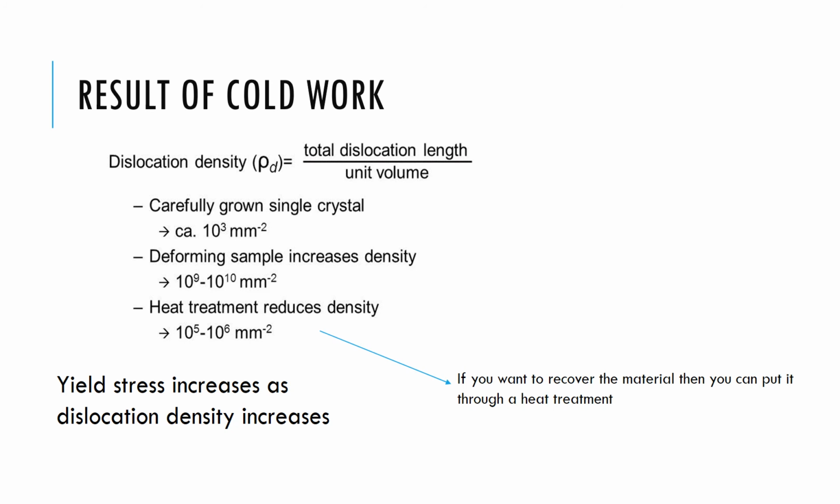Now, the result of cold work is that the dislocation density increases. So they entangle with one another more and they become stronger and harder. If you want to reverse the impact of cold work, then you can heat treat the material, and that reduces the dislocation density. And again, we'll talk about this in much more detail next semester.